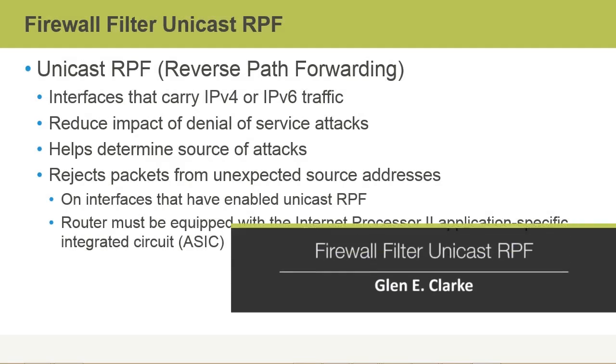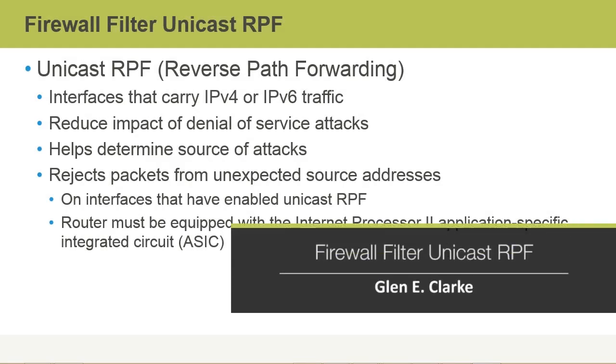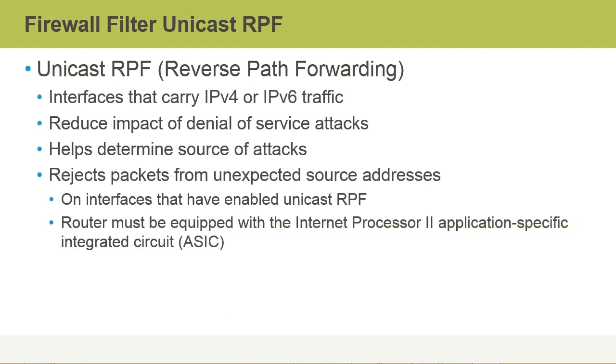In this video, we'll discuss firewall filter unicast RPF. Unicast RPF stands for reverse path forwarding, and this is a feature of Juniper devices that allows the device to verify that a packet is not being spoofed and used in a denial of service attack, which is using up resources of the device itself.